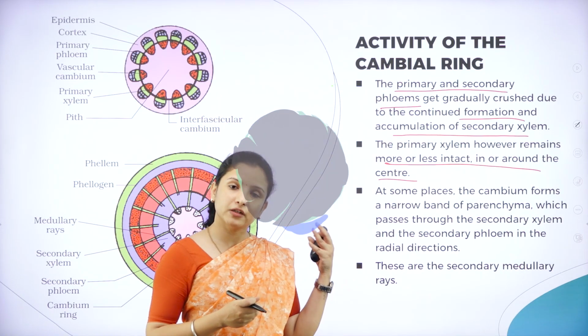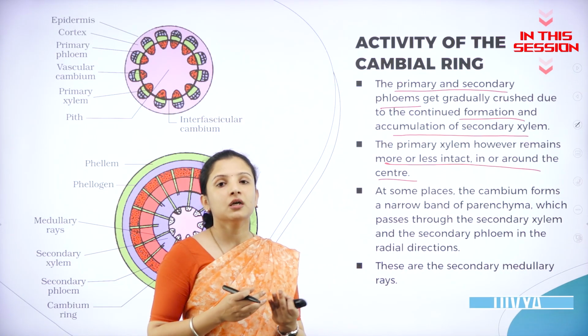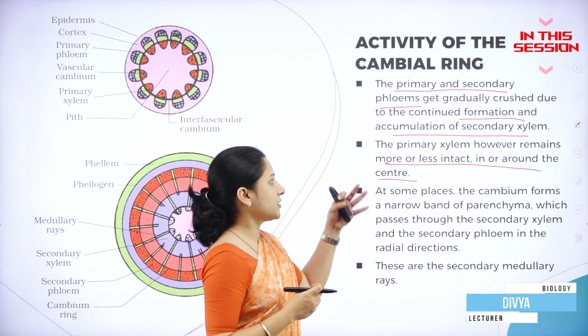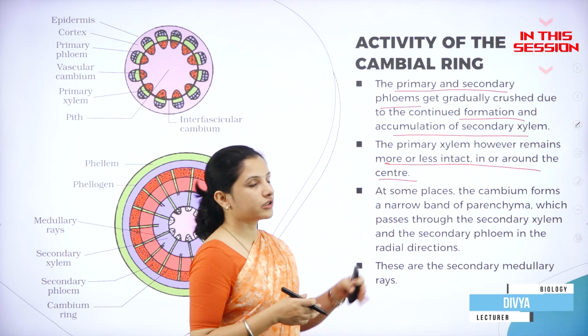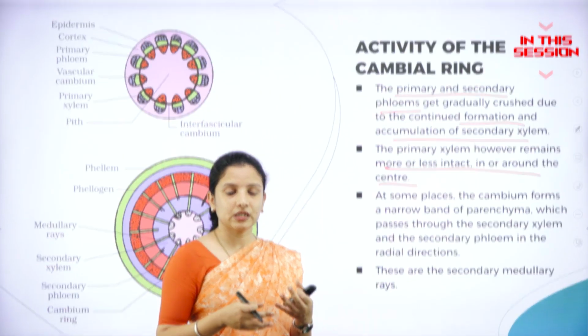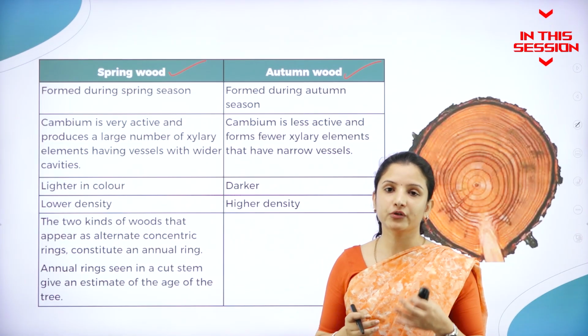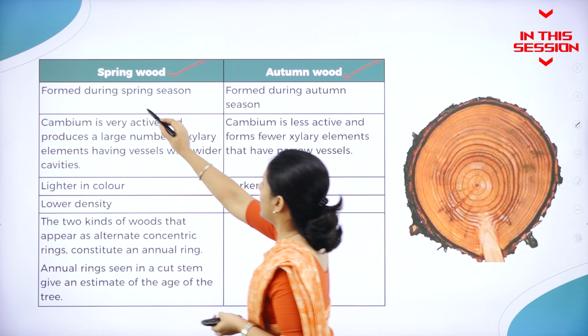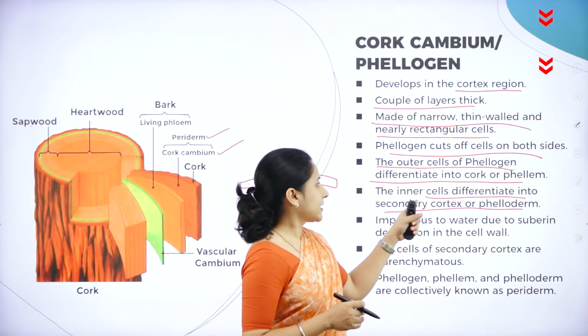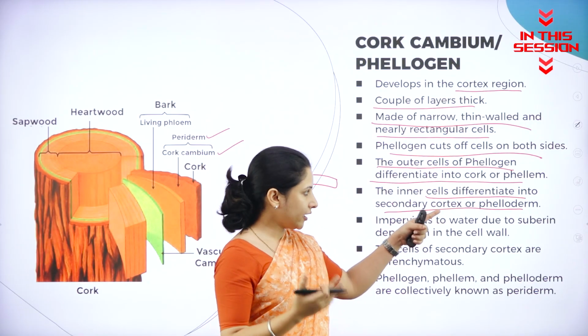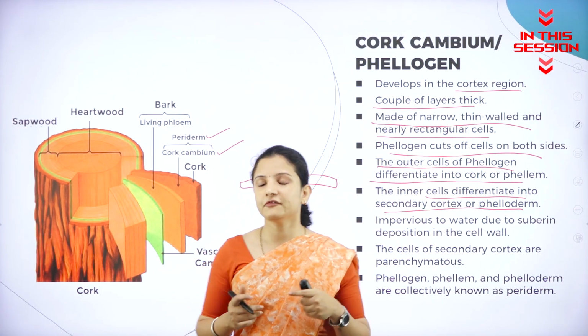The primary xylem will also be present, but it is inconspicuous. That is, it may be more or less intact, not having a definite shape, and also it will be present somewhere at the center. Spring wood is usually formed during the spring season, and the autumn wood is usually formed during the autumn season. The secondary cortex is called the phelloderm, and the cork is called the phellem.